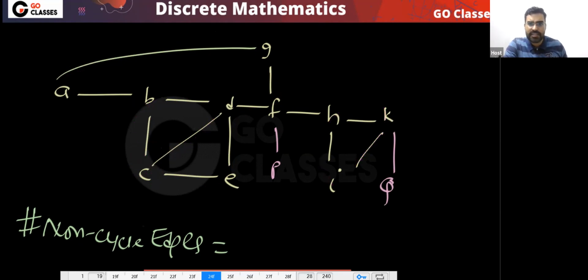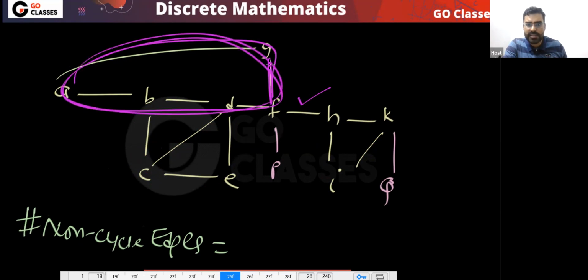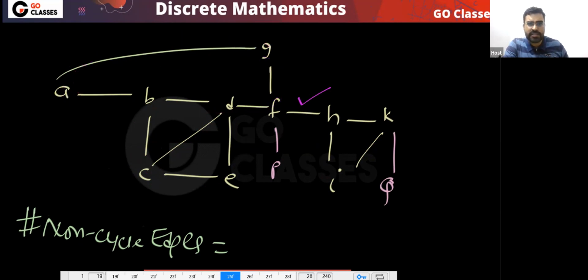So how many non-cycle edges? This edge is not part of any cycle. But remember, this edge is part of some cycle. So this edge is not part of any cycle. This is a non-cycle edge, this is a non-cycle edge, this is a non-cycle edge. Anything else? No. So we have only 3 non-cycle edges. Is this clear?